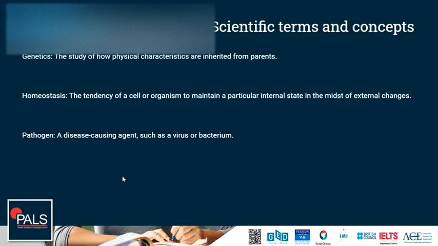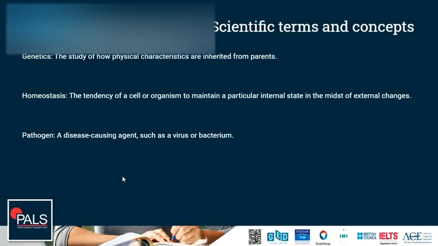That's what inheritance means. Homeostasis, another very important concept in science, especially for the GED Science test. Homeostasis is the tendency of a cell or organism to maintain a particular internal state in the midst of external changes, keeping things in our body in balance when the outside environment is changing. Our body constantly, for example, regulates our body temperature. It keeps it stable, although the outside temperature might vary all the time.